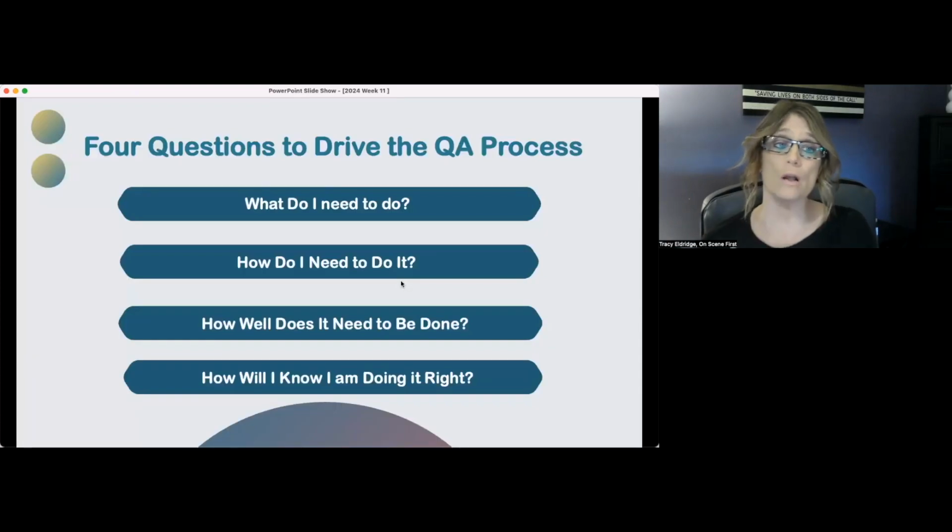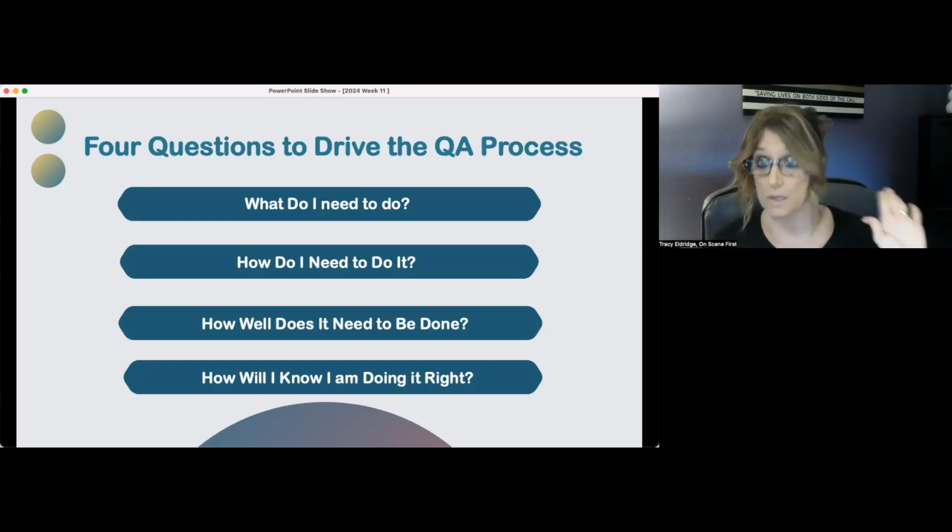There are 4 questions that drive the quality assurance: quality management, quality improvement, QA, QI, whatever it is that you want to call it, but I'm going to just call it the get better at doing what we're doing process. So these are the 4 questions. What do I need to do? So that's going to be your policies and procedures, right? So your policy is what is it that I need to do? How do I need to do it? And that's going to be listed in the procedures and the protocol.